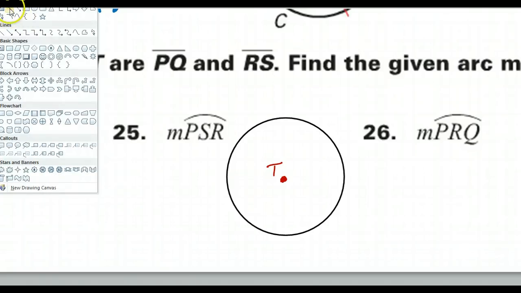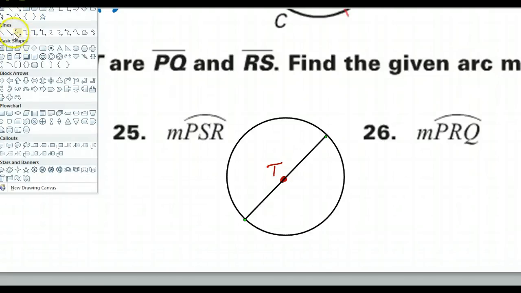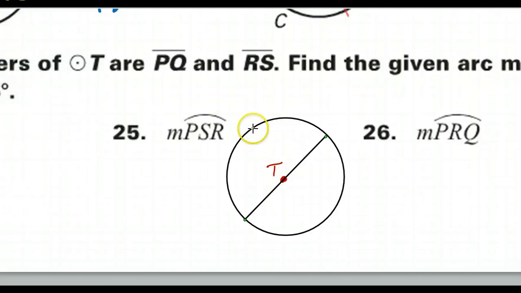So let's draw a diameter. It's going to be a little tricky. So there's a diameter, sort of. And here comes another diameter. Okay, so those are two diameters, and one is PQ. I'll just call this one PQ, I guess, why not? And the other one is RS, so I'll call this one RS.